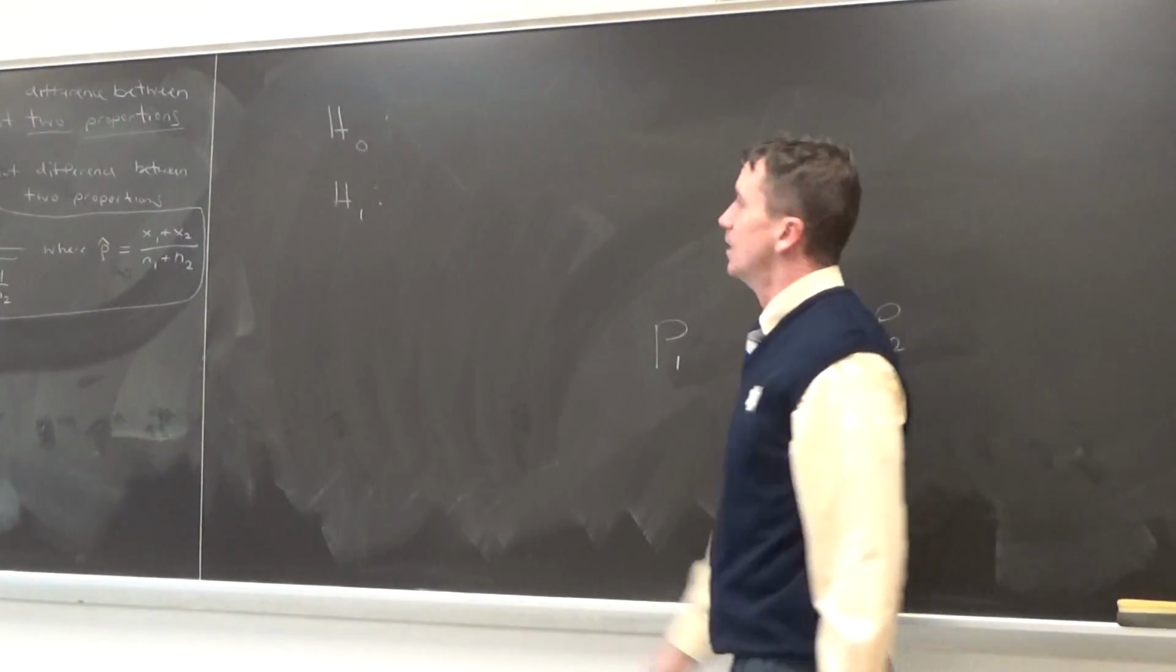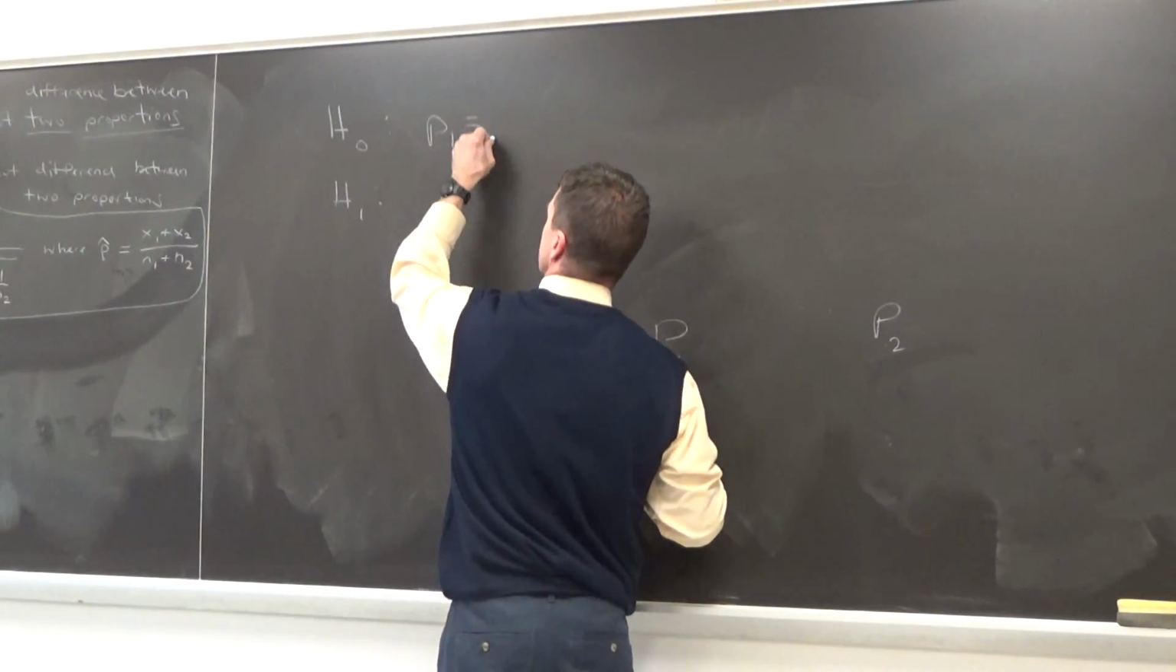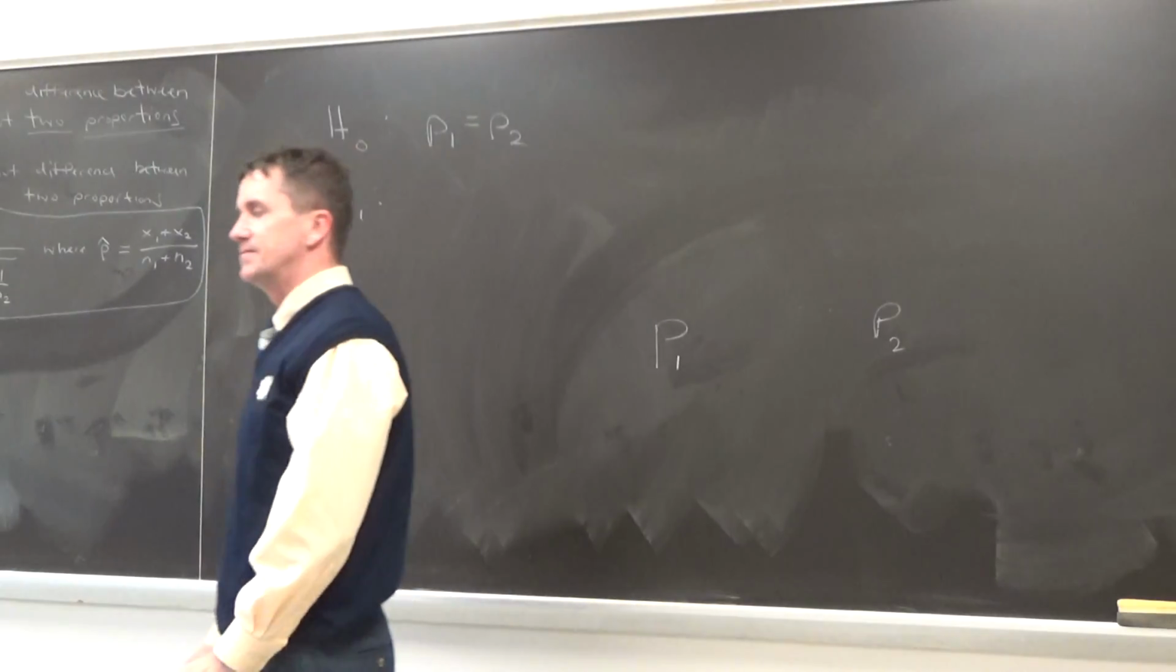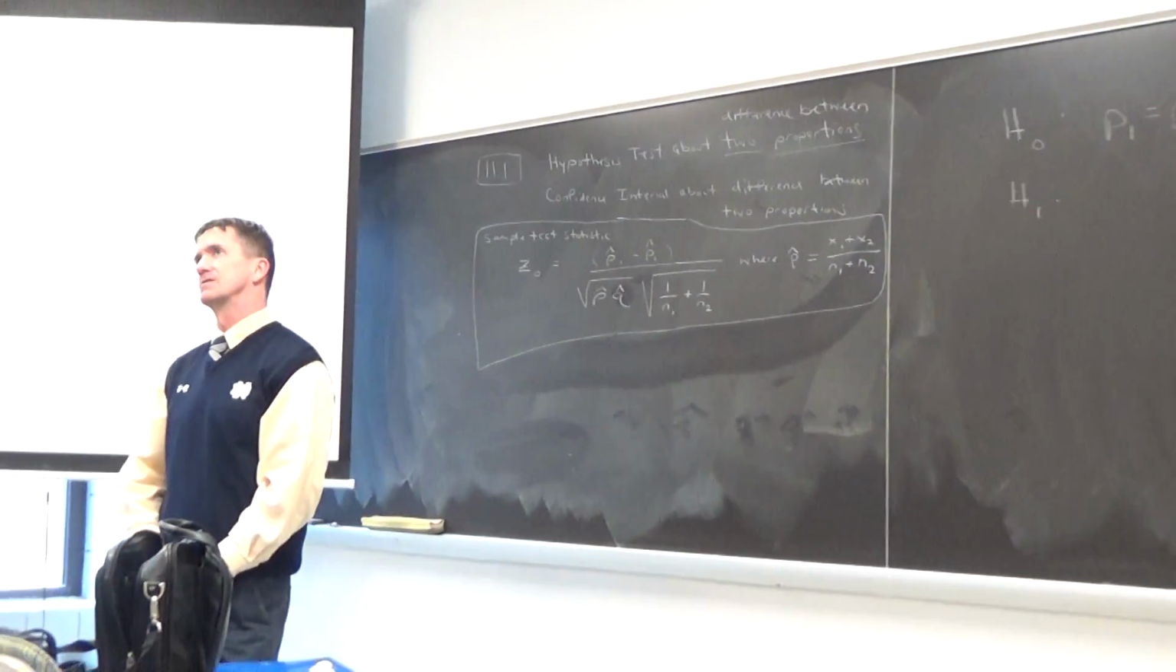Not bad. Well, what's the null? That there's no difference. So for every one of these problems, that'll be our null hypothesis: proportion 1 is equal to proportion 2. No difference. That's always going to be our null hypothesis in this entire section.